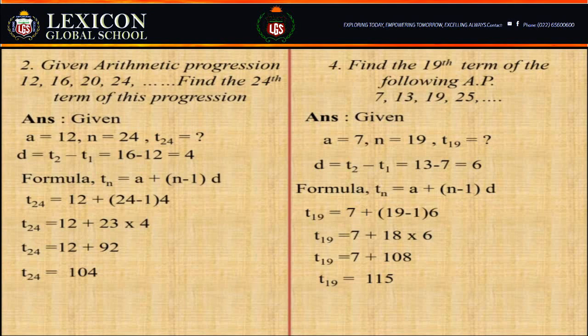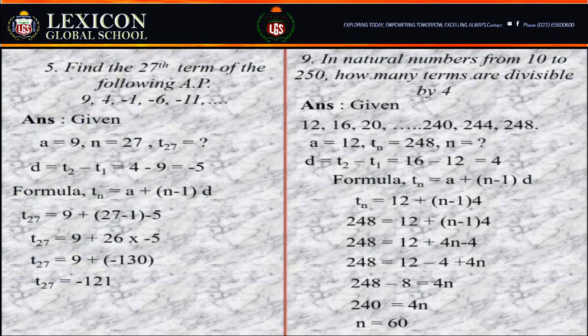Similarly, sum number 2 and sum number 4 were given to you as homework. You may pause your video to cross-check or rectify your answers. Similarly, sum number 5 and sum number 9 were given to you as homework. Cross-check your answers and rectify your mistakes.